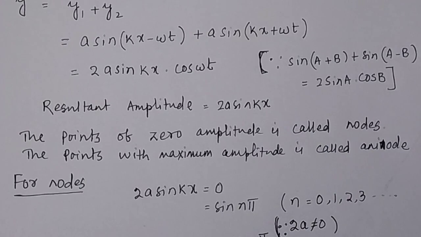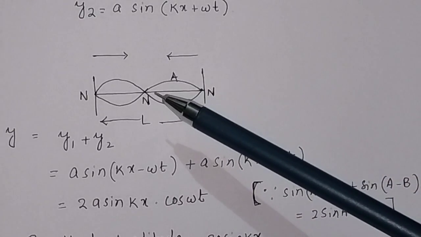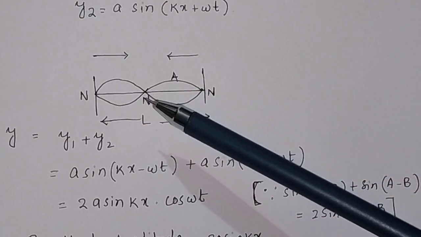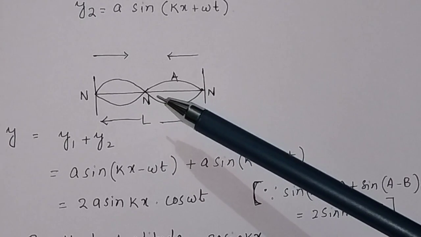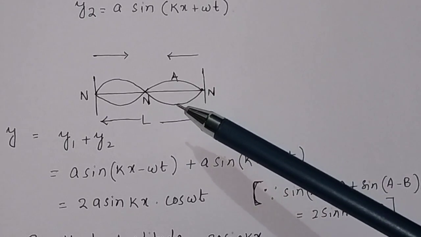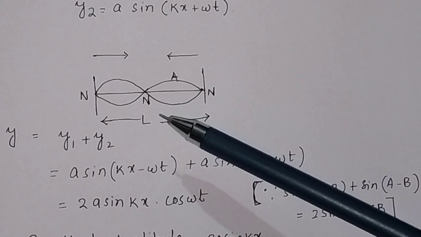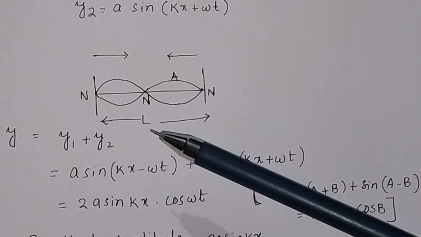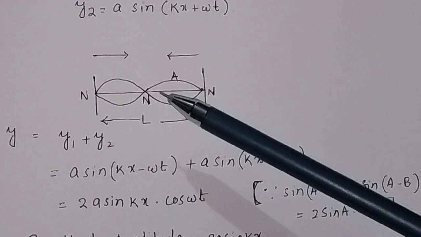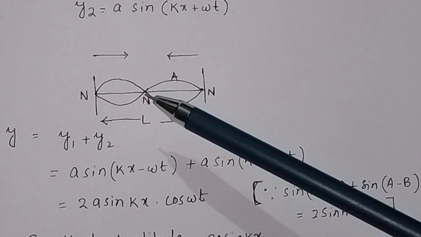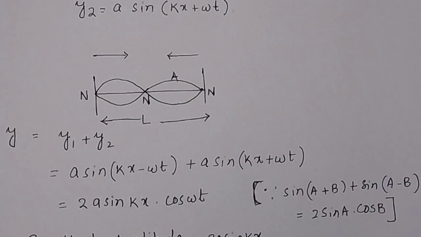And in a standing wave, you see you have points of zero amplitude. This is a point of zero amplitude. These are called nodes, and these are the points of maximum amplitude. This is called an antinode. Don't confuse nodes and modes. Modes are different and nodes are different. The zero amplitude points are called nodes and maximum amplitude points are called antinodes.